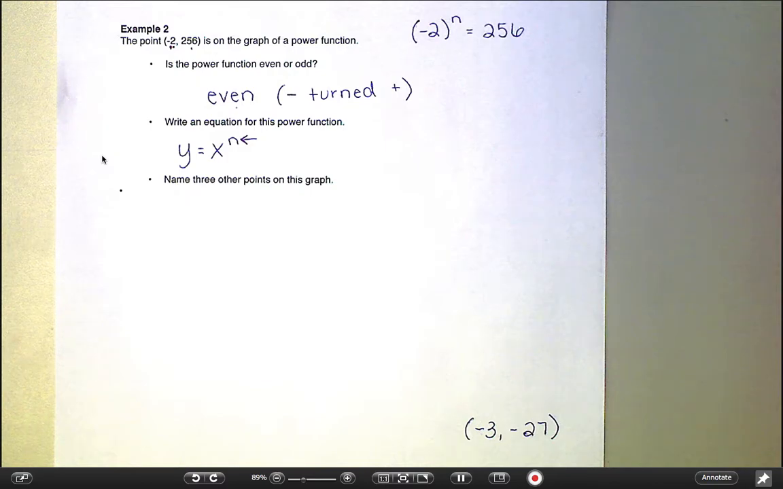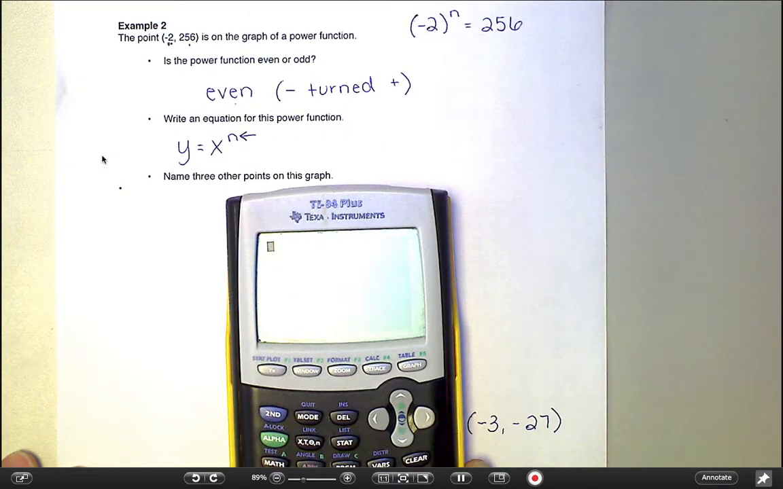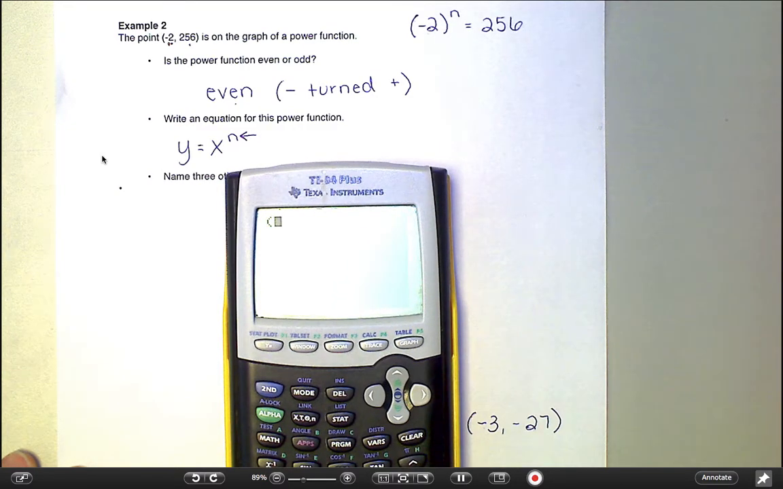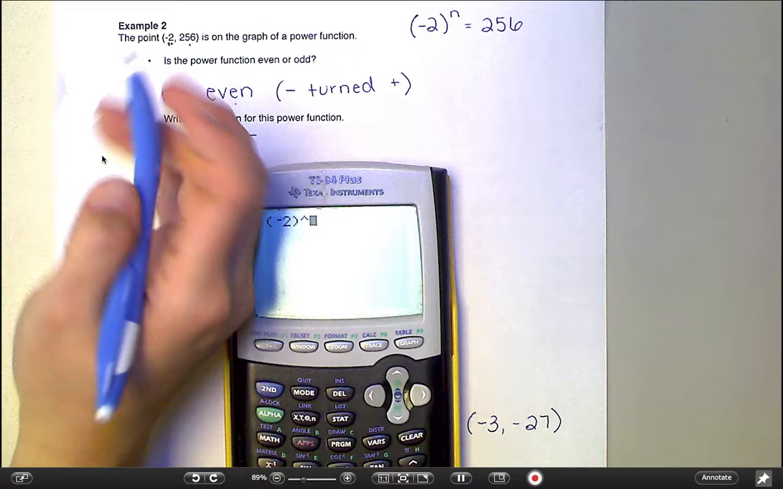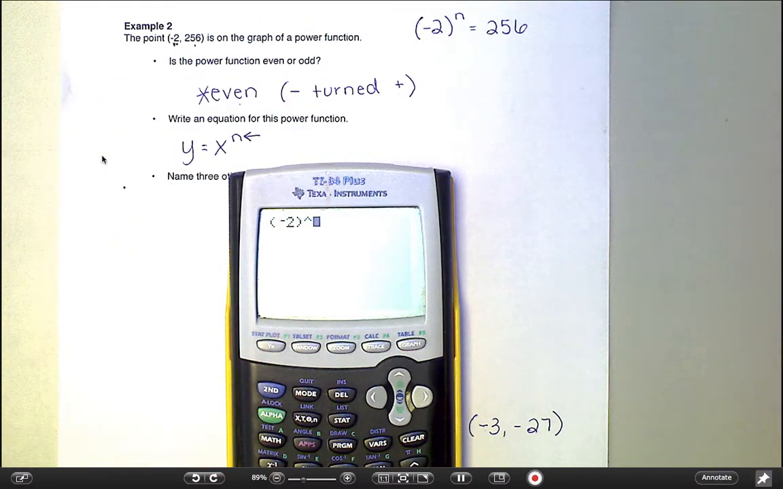So I'm going to take -2, and of course I'm going to remember that when I'm doing negatives up to powers, I need it in parentheses. I even wrote it in parentheses here. So I want to raise -2 to some power and have it come out to be 256. And again, something that will help with the guessing is we do know that it's an even number, right? So maybe -2 to the 4th. Nope, that's not 256. -2 to the 6th. That's not 256.